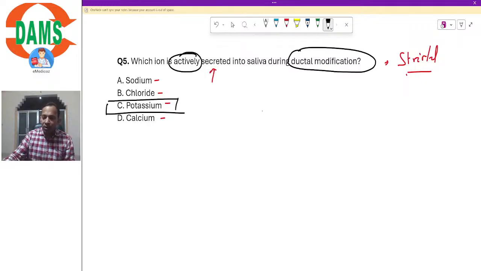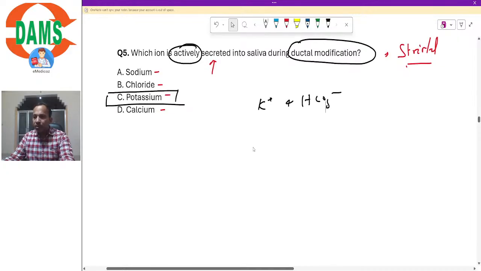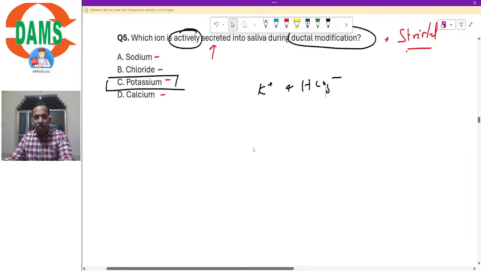Potassium, isn't it? Potassium and bicarbonate are secreted into the saliva. Sodium and chloride are reabsorbed, isn't it? So option C, that is potassium, is the correct answer. Is it clear? Sodium and chloride are reabsorbed. Very good.